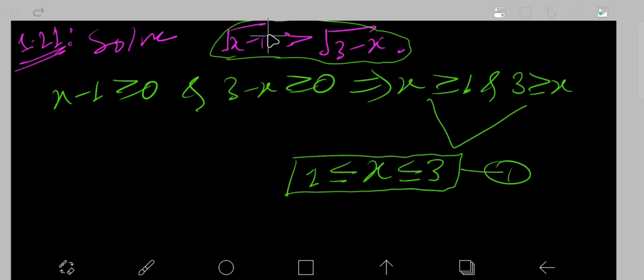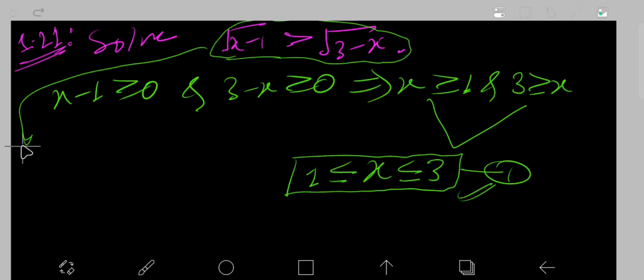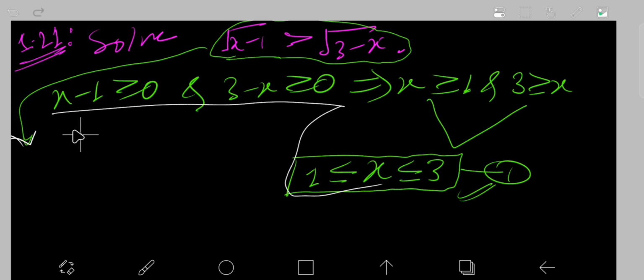But 0 is not greater than square root 2. So this is one condition, and we try to solve another condition. From here we get another point. How do we get it? By squaring both sides.